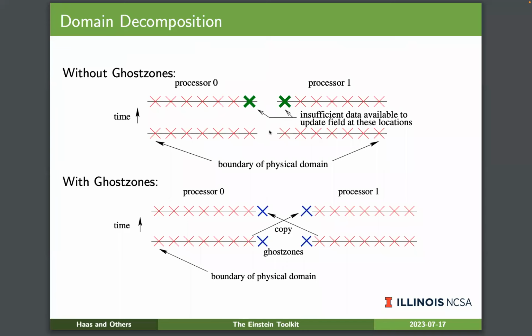The solution there, of course, that people have come up with a while ago, is to actually make extra copies of the points and basically take the point that would be here and have it present on both processors.